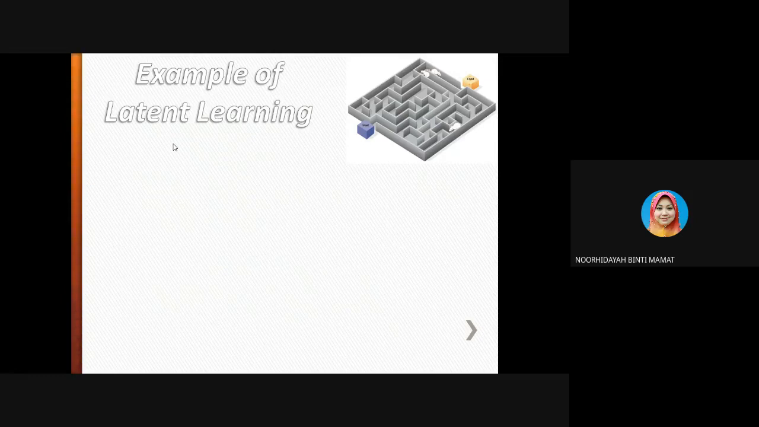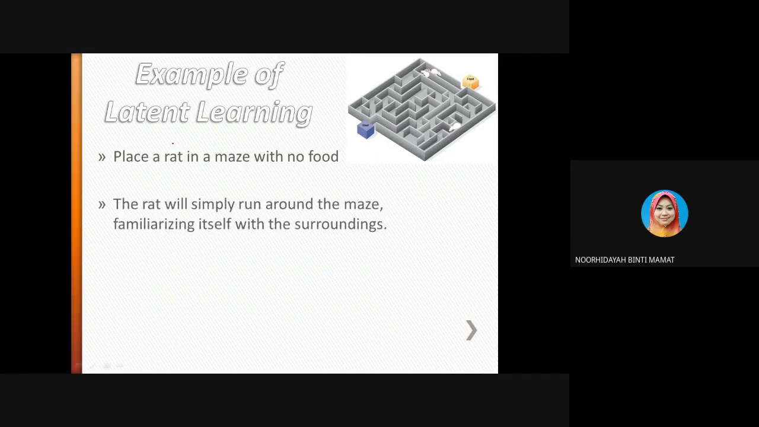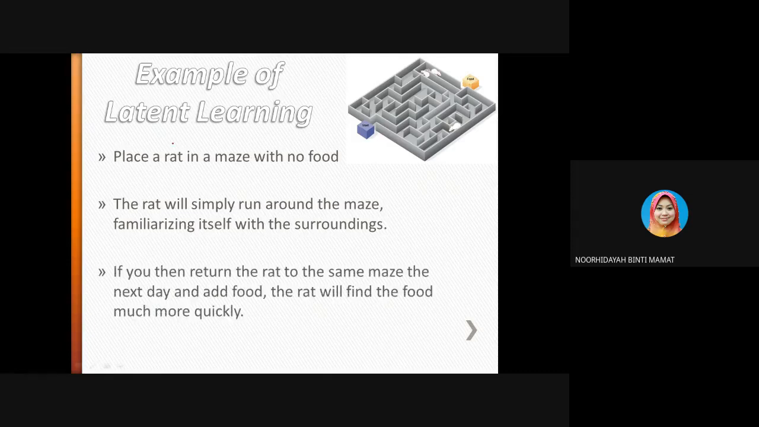For an example of latent learning, place a rat in a maze with no food. The rat will simply run around the maze, familiarizing itself with the surroundings. But if you then return the rat to the same maze the next day and add the food, the rat will find the food more quickly because it is already familiar with the surroundings, without knowing that there is food at the end of the maze. So they don't have any reward.